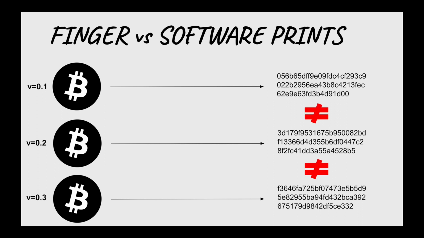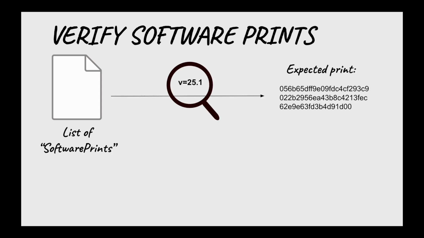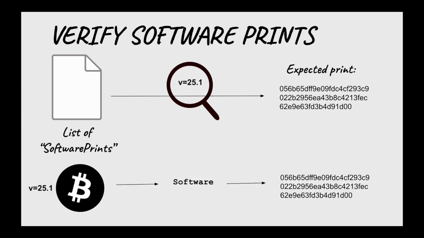Great, so now if we want to verify Bitcoin Core, which means we want to be sure that the software we have just downloaded is the original one and no one has changed anything, what we gotta do is first take the file with the list of all the software prints, and then look for the version we have downloaded. Then take the software downloaded on our laptop and compute its software prints. If the result is identical to the one found in the file, then we can make sure that the software we have downloaded is valid and no one has touched it.